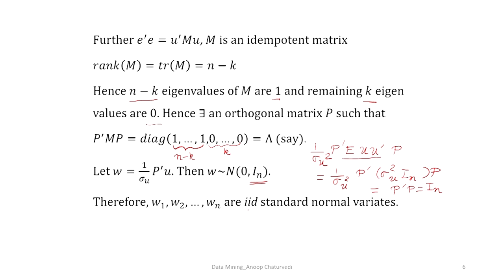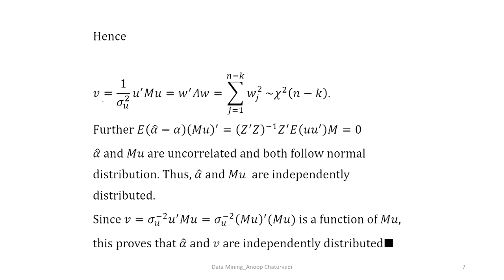So, w 1, w 2, so on w n are independently and identically distributed standard normal random variables. Then V equal to 1 upon sigma square u, u transpose m u is equal to w transpose lambda w. You just write m equal to p lambda p transpose here. So, you get V equal to w transpose lambda w. And notice that the first n minus k diagonal elements of lambda are 1 and all other diagonal elements are 0. So, you obtain summation j equal to 1 to n minus k w j square here. And each of these w j's is a standard normal variate. So, ultimately the distribution of V is chi square distribution with n minus k degrees of freedom.